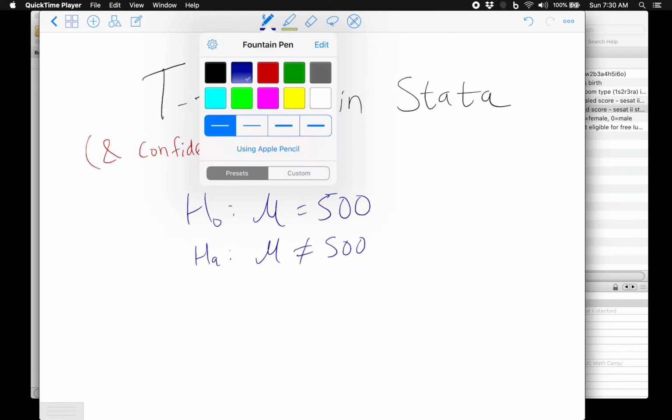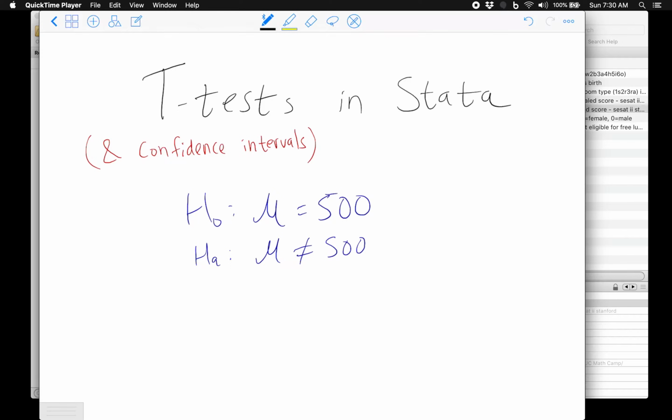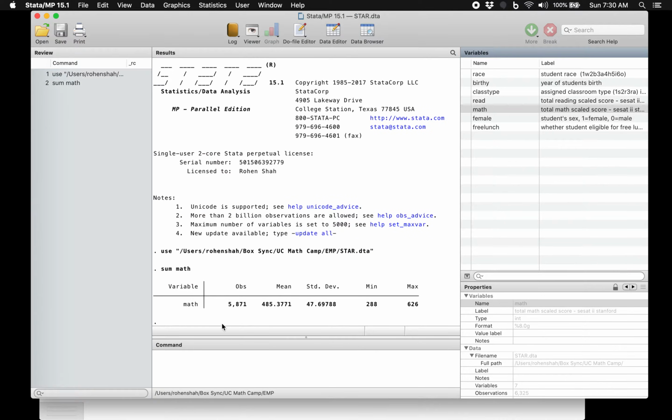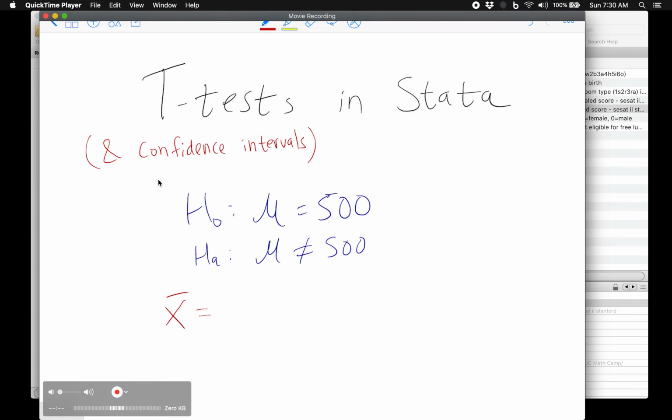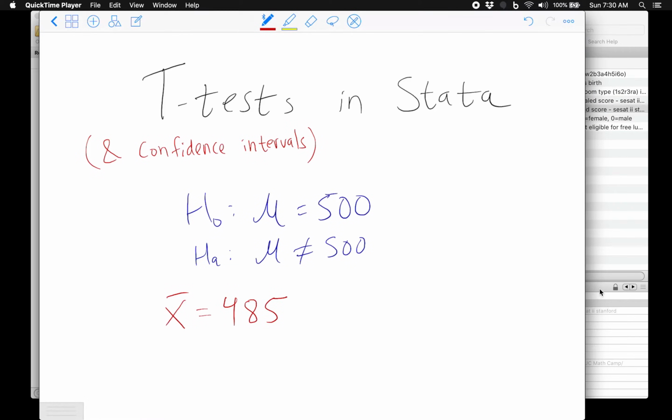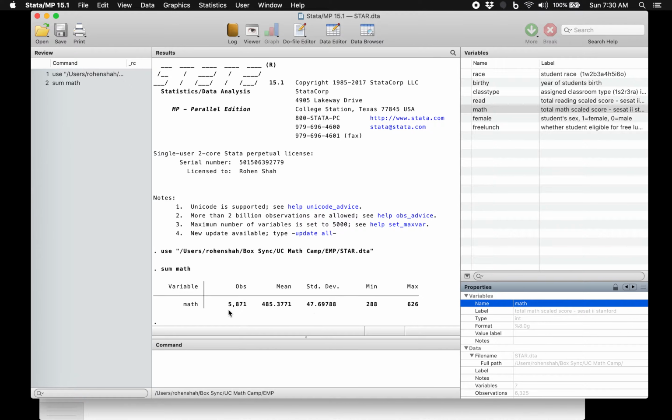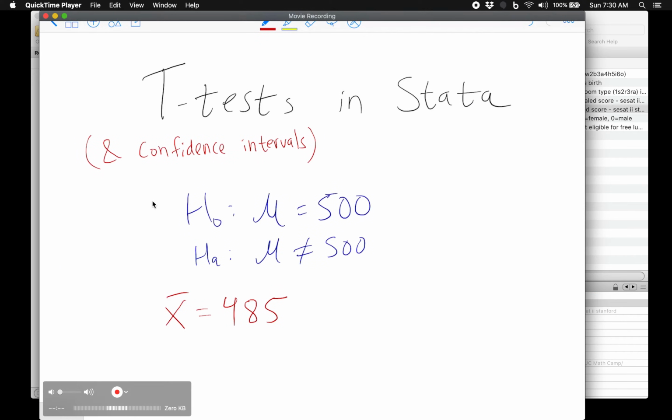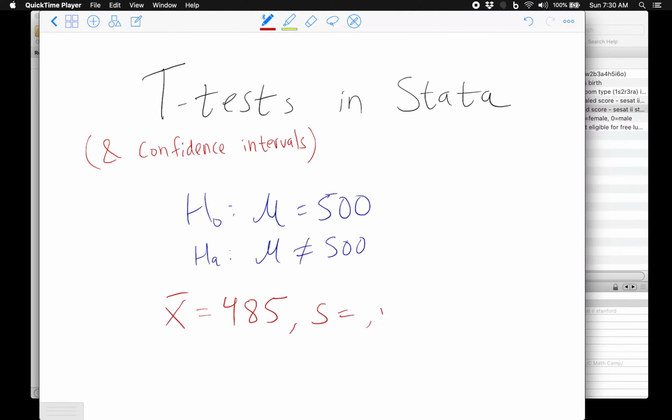The way you'd normally do a t-test without Stata is you'd first set your hypothesis and then you would collect some data. You'd figure out what your sample's average is. And here we already know from our sample, the average is 485-ish. I'm just rounding here. We also have the standard deviation, 47. We have our sample size n, 5,000 something. So you have your S, you have your N.